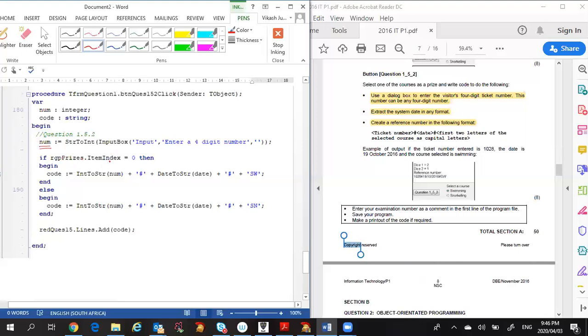Then if the radio group index is 0, 0 means the first item was selected, which was swimming. If the first item was selected, you take the 4-digit number, add a hash to it. This gives you the system date. That's your system date. It's being converted from a date into a string because code is a string variable. Then it adds another hash, and then they required the code SW because it was swimming. Otherwise, it's the same thing except you needed the code SN for snorkeling. And that is how the code was meant to be developed.